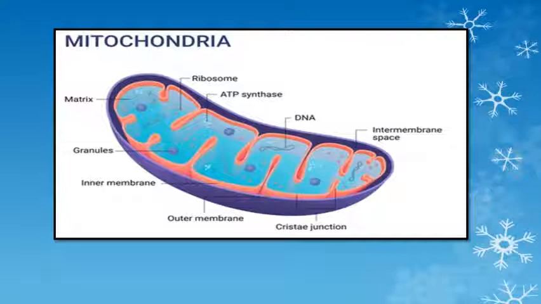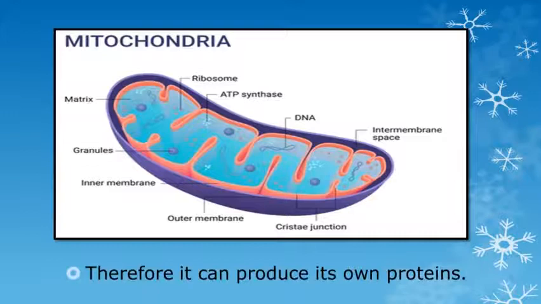What is DNA? It is deoxyribonucleic acid. Therefore it can produce its own proteins. How does it produce its own proteins? Because it contains DNA, ribosomes and ATP synthesis machinery, so it is able to produce its own proteins.